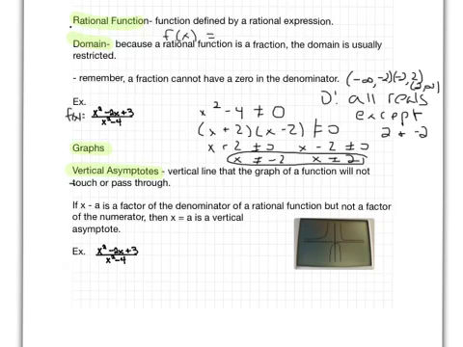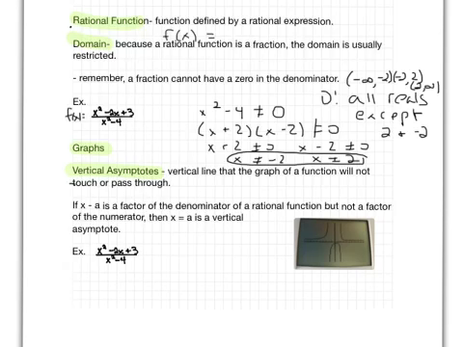It looks like a graph that we have not dealt with before. But our basic idea of finding our asymptotes is that if x minus a is a factor of the denominator of a rational function, but not a factor of the numerator, then x equals a is a vertical asymptote. So when I look at this, I'm going to have to figure out my factors of the denominator and my factors of the numerator so I can decide if I have any asymptotes.